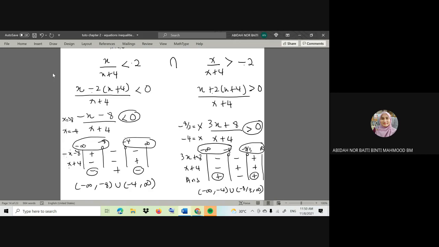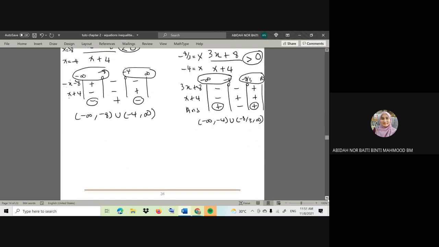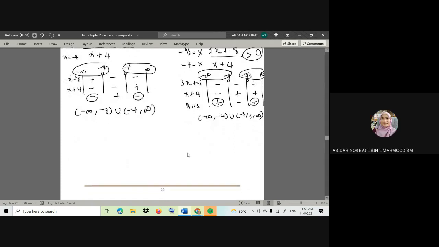Betul ke? Ni, sampai sini betul tak? Sampai sini sama tak yang korang? Ke korang tak buat pun? Betul. Okay, so kat sini ada berapa point? Negative 8, negative 4, negative 4, negative 8 over 3. Susun semua ya dekat number line. So negative 8, negative 4, negative 8 over 3.